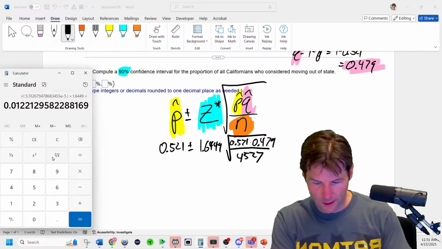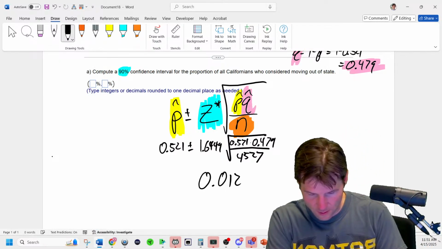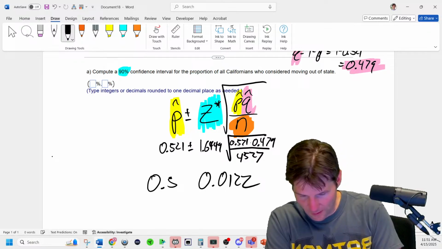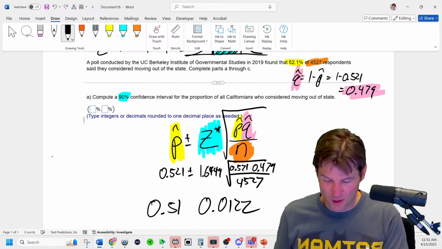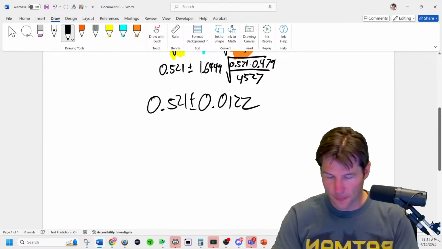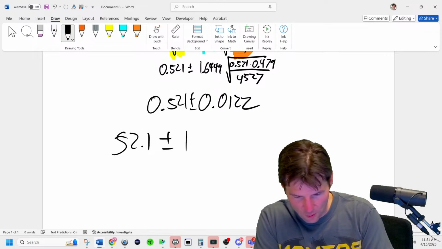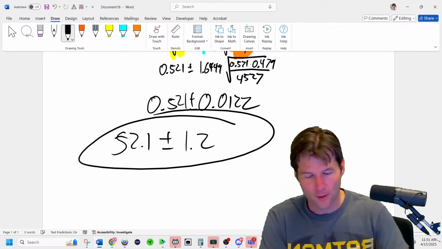That's the margin of error. I always write the margin of error now, 0.0122. And then 0.521. It's going to ask us to convert this to a percentage, so we'll do that right now. So there's the margin of error. It's 52.1 plus or minus 1.2. So what's the lower and the upper?